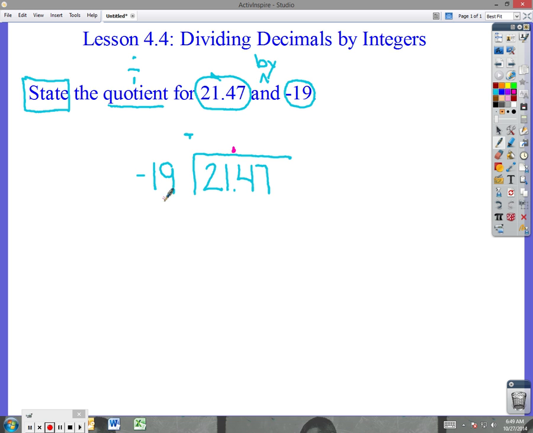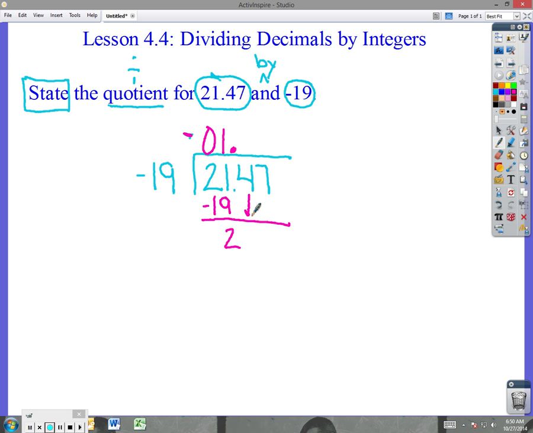This is a little harder because I have a 2-digit number here. I'm just going to ignore this negative because I know it's negative in my answer. 19 does not go into 2, but it will go into 21 one time. 19 times 1 is 19. I will subtract. 19 is 1 away from 20. It is 2 away from 21. That's 2. I don't bring down the decimal. The decimal only goes up in the division.